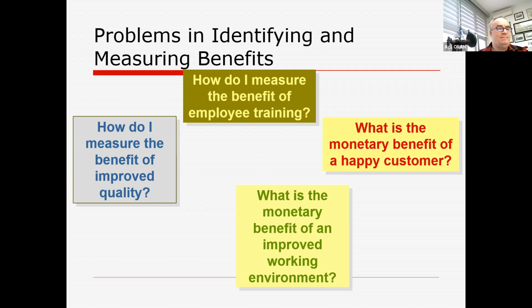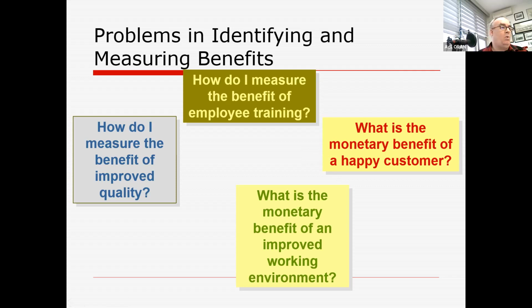Not always easy. Similarly, what is the monetary benefit of a happy customer? Well, the biggest benefit is that happy customers tend to stick around and tend to buy from you again and again and again. But with good data, we might be able to estimate that. But for many companies, we don't have an exact figure of how much value is being added, how much more they're going to be buying from us. But in general, yes, you want to make sure that your customers are happy because, one, it makes them happy. And two, they probably will help you make more money in the future when they're a satisfied customer. How do I measure the benefit of improved quality?